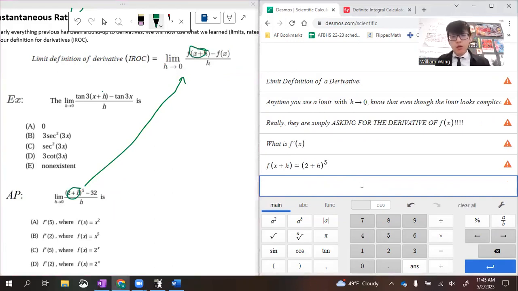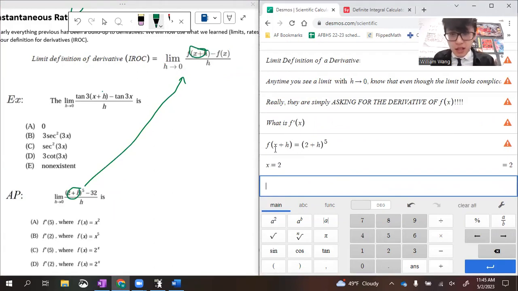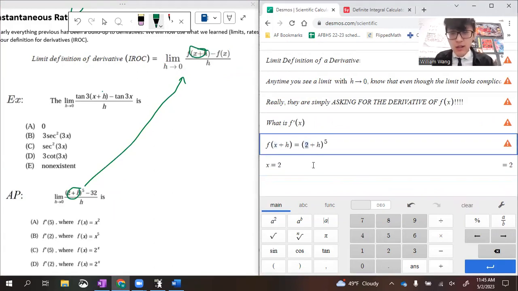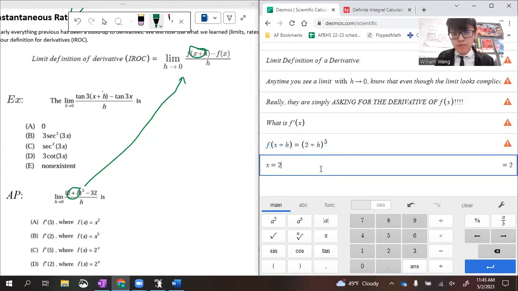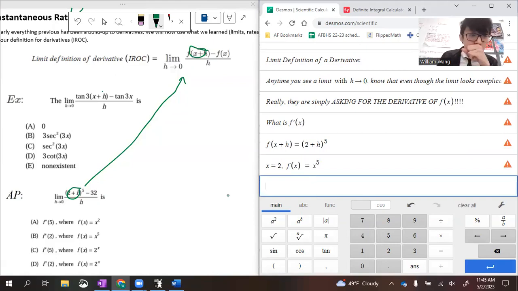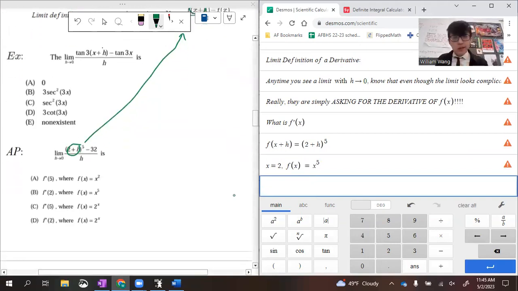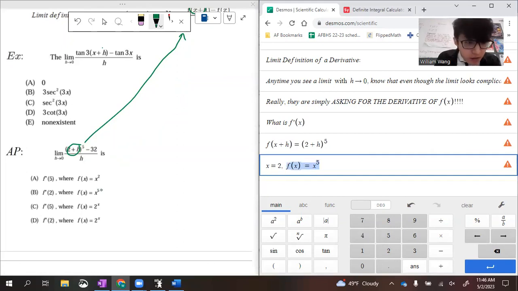Well, what does this tell me? This tells me my x is equal to 2. You can see x plus h, 2 plus h. And also, what does my function do? Well, my function puts it to the 5th power. So my f of x is really putting whatever I have in there to the 5th power, so x to the 5th. So this actually helps me answer my question. My f of x is equal to x to the fifth. So that's my answer choice B.